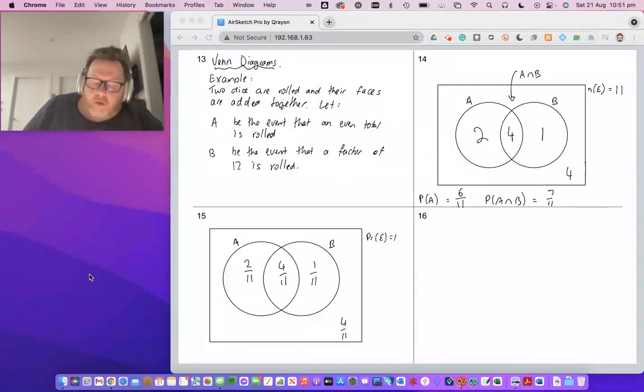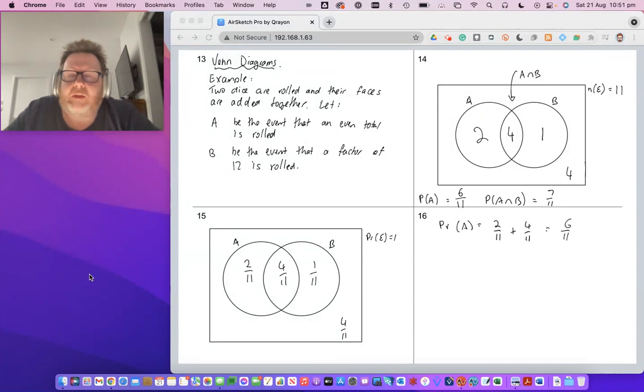So what you can do is answer questions like, what's the probability of A? From that diagram you'd be going 2 elevenths plus the 4 elevenths in the middle, which is equal to 6 elevenths, which is the same as I've got above, of course. But you can do it from a representation of probabilities as well.